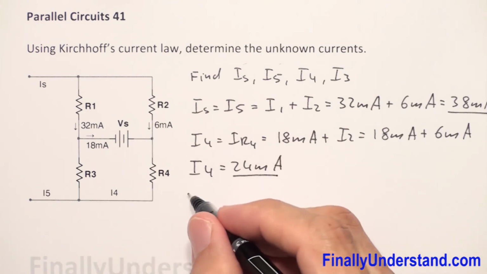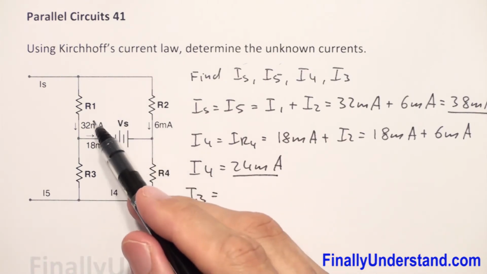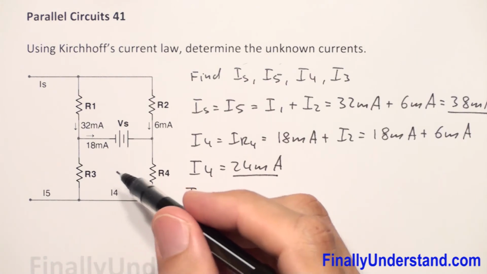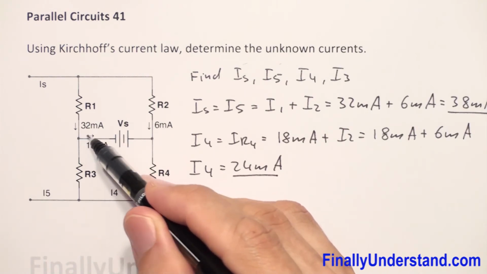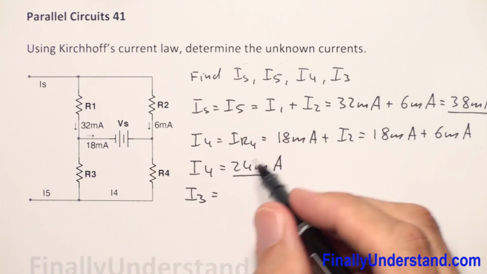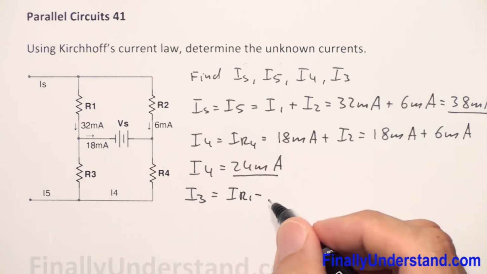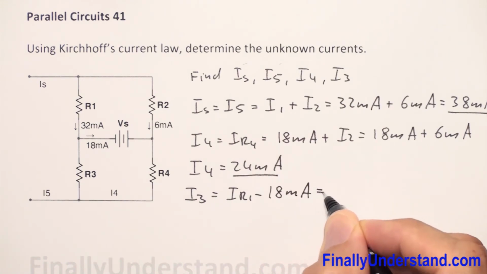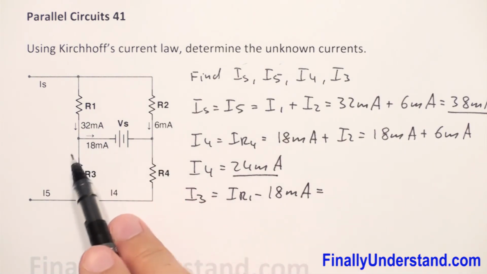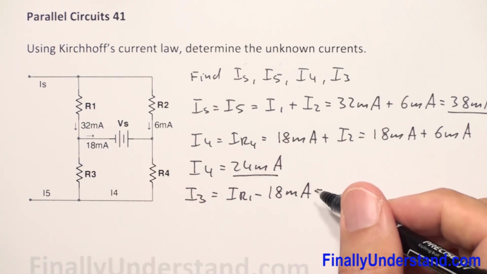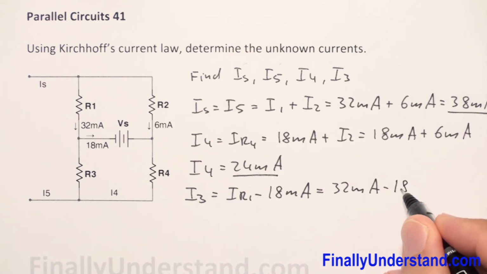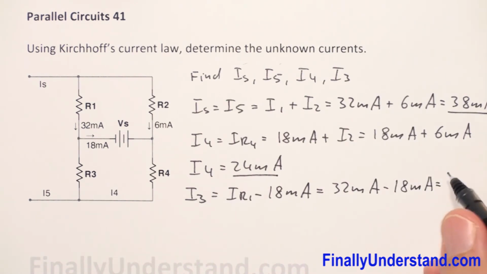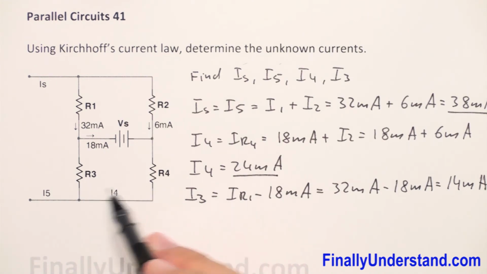If it comes to I3, okay, I3, so I have this current, which is simply the difference of these two currents. This current minus this current will give me this current. So I have IR1 minus 18 milliamps. IR1 is equal 32 milliamps. You can call this I1 or IR1. 32 milliamps minus 18 milliamps is equal 14 milliamps.